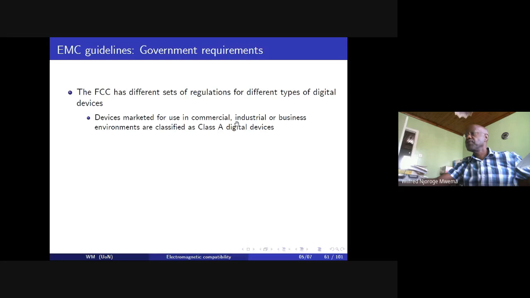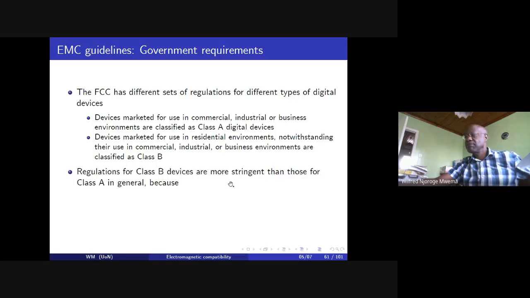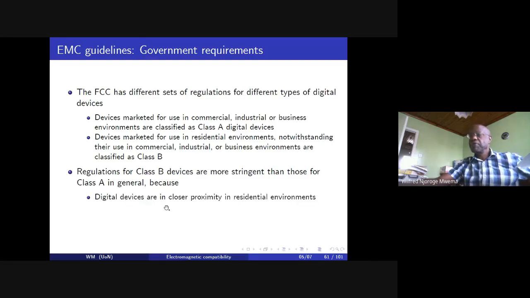Okay, so these Class A limits are usually less stringent than the Class B limits, which are for devices to be used in residential environments, notwithstanding whether they are also used in commercial, industrial, or business environments. Many of the computers that we have will be classified as Class B devices, because they'll be found with almost everybody, including small kids today. So regulations for Class B devices are more stringent than those for Class A in general, and it's because most of the time the devices will be in closer proximity in the house.